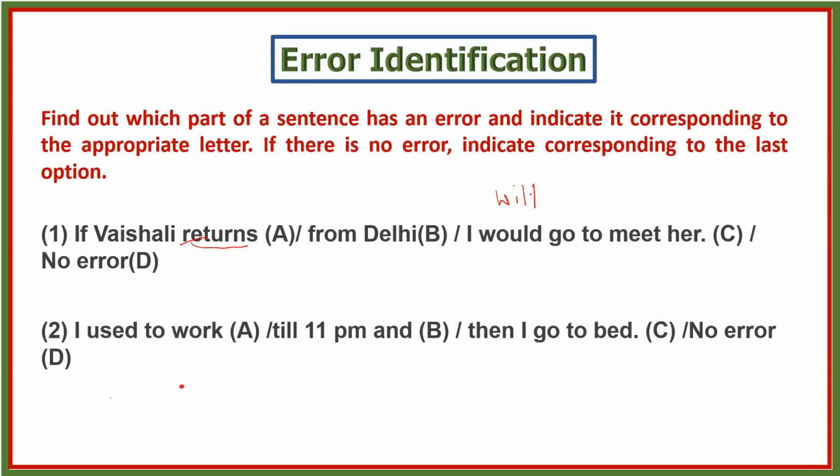See the second question. I used to work till 11 p.m. and then I go to bed. So see the first part, I used. This is already in past form. So now see in which part there is an error. I used to work till 11 p.m. and then I went to bed. So I went to bed is the correct answer. So here the error is in part C.